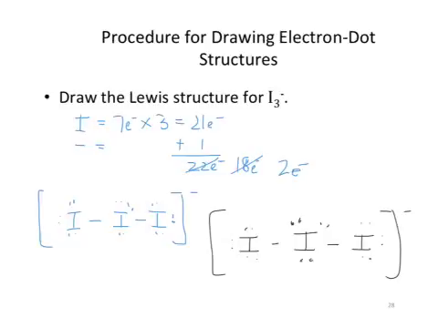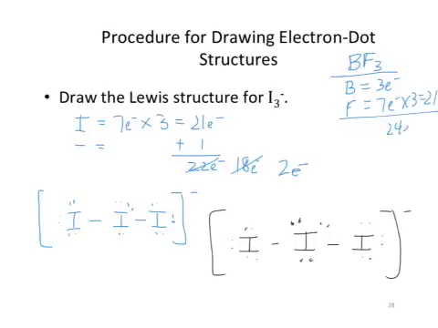Let's do a quick example of something with an incomplete octet. Let's do BF3. BF3 is going to have 3 electrons for boron. Fluorine has 7 valence electrons times 3 is 21. And so our total valence electron count is 24 electrons. Boron is the central atom. I just used 6 electrons making single bonds, and so I have 18 left.